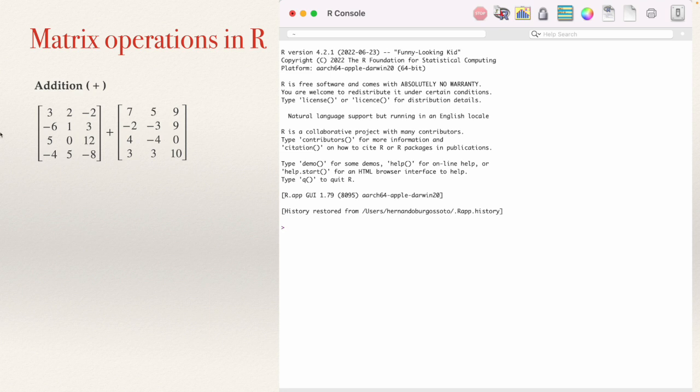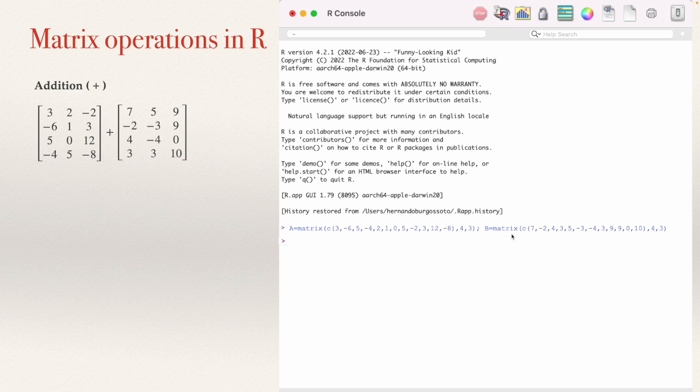So type the first matrix, let's call it A. A will be equal to, then combine 3, minus 6, 5, minus 4, etc., all the elements of this matrix. And then type the other matrix with another name, B. Separate the two matrices with a semicolon and press enter. If you do that, R has the two matrices in memory.